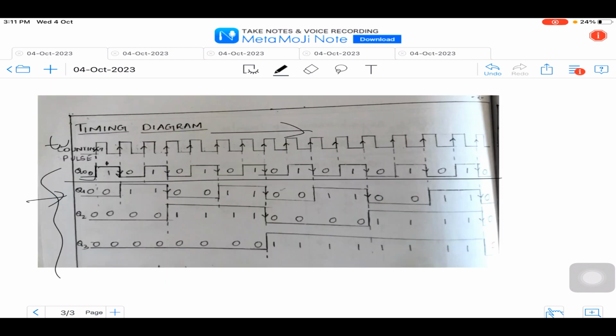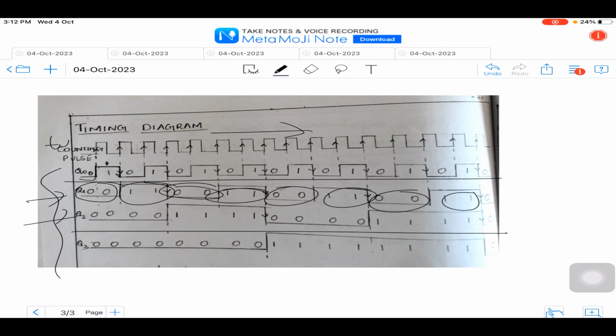Now observe the timing diagram. From the first 2 cycles of the clock pulses, till that position it will be 00 and 11, 00, 11, 00, 11, 00, 11. When you observe the third output Q2, here you have 4 zeros, 4 ones, 4 zeros, 4 ones. Similarly, the last flip-flop output Q3 will be displaying 8 ones and 8 zeros.